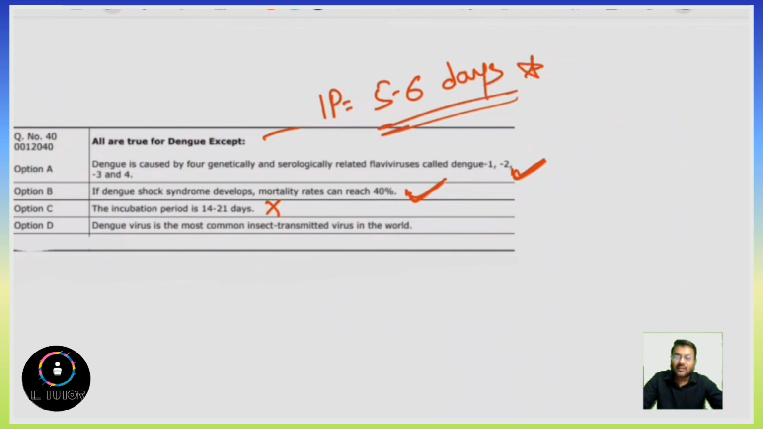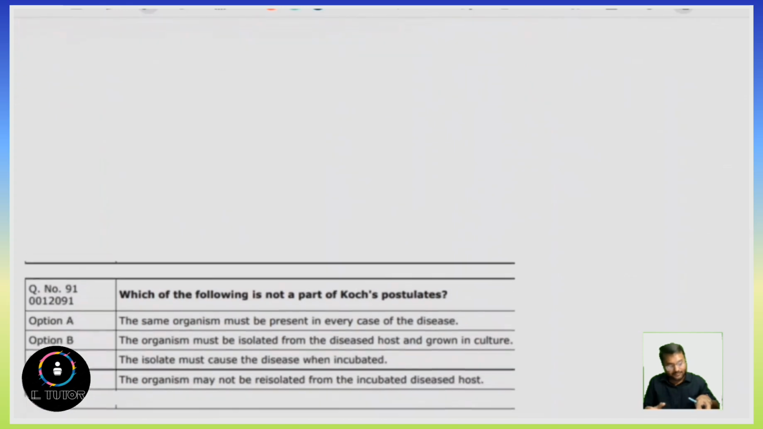And dengue virus is the most common insect transmitted virus in the world. This is again a true option. So answer will be option number C. The incubation period is not 14 to 21 days. It should be 5 to 6 days for dengue.